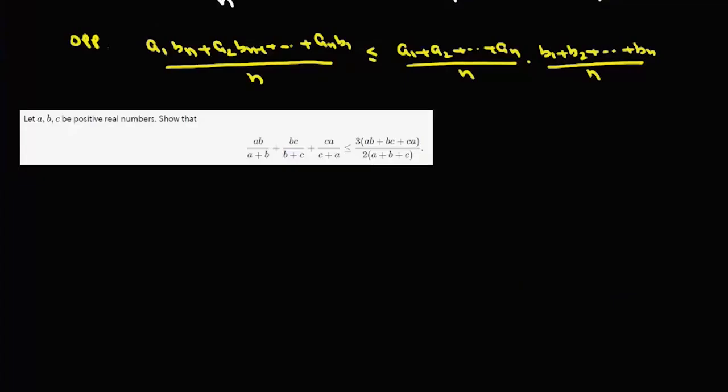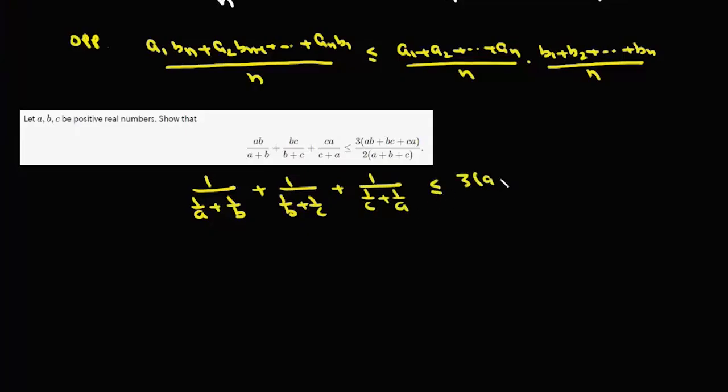Now let us take up an example. Here the question is, let A, B, C be positive real numbers, then show that AB upon A plus B plus BC upon B plus C plus CA upon C plus A is less than or equal to 3 times AB plus BC plus CA upon 2 times A plus B plus C. Now we can also write this as 1 upon A plus 1 upon B plus 1 upon B plus 1 upon C plus 1 upon C plus 1 upon A, it is less than or equal to 3 times AB plus BC plus CA upon 2 times A plus B plus C.